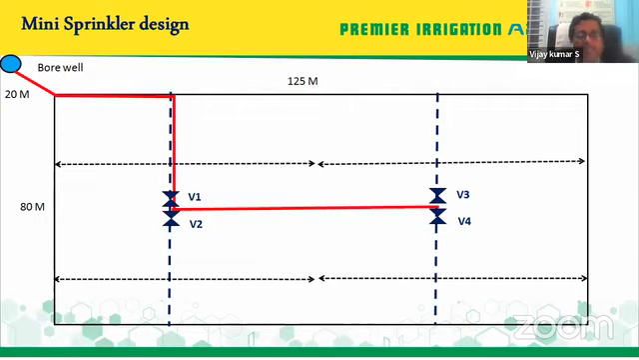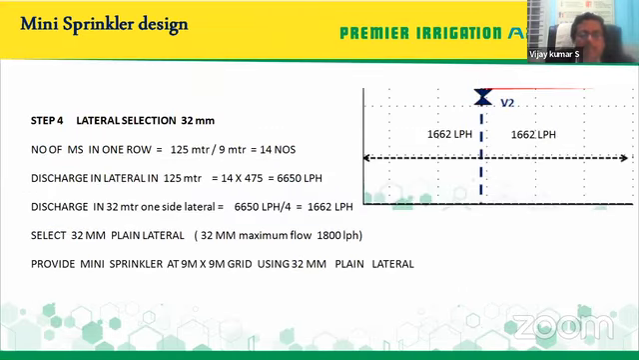And like at the beginning, I told you, at this stage, we have only decided the grid and what is the discharge of the mini sprinkler. I don't know the sizing of the main line, nor do I know the sizing of the lateral line. So as usual, I will get into the lateral selection.